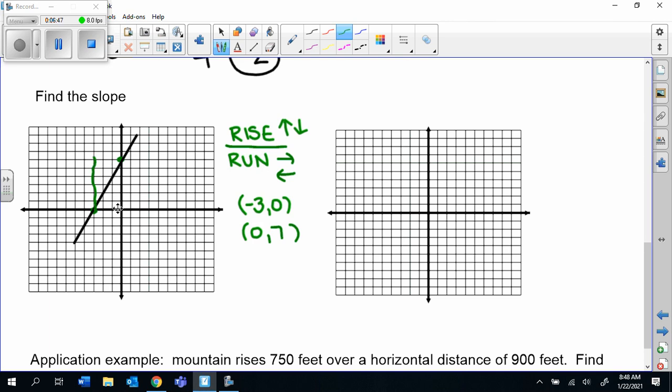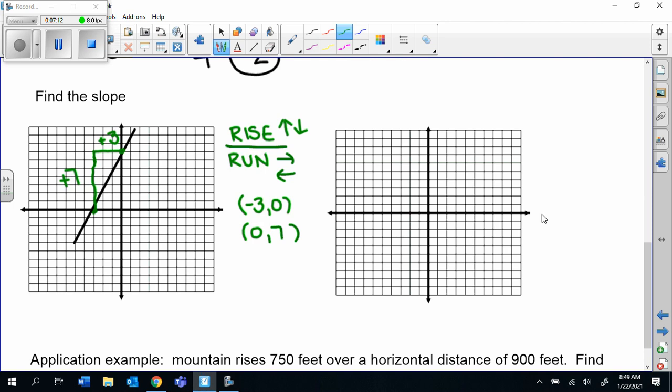Oh, I must only be up 6. 1, 2, 3, 4, 5, 6. All right, well, I told you 7, so I'll change mine to match. 7, and I'll change my old lady eyes here. So up 7, and then I go right 3. Both of those directions are positive.